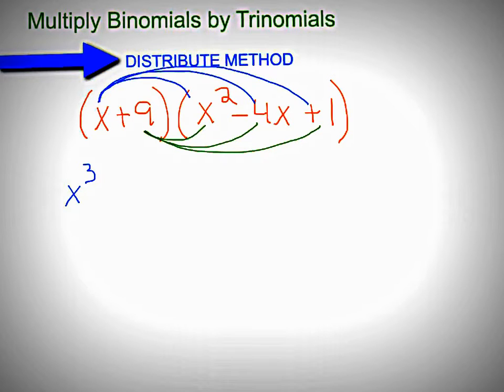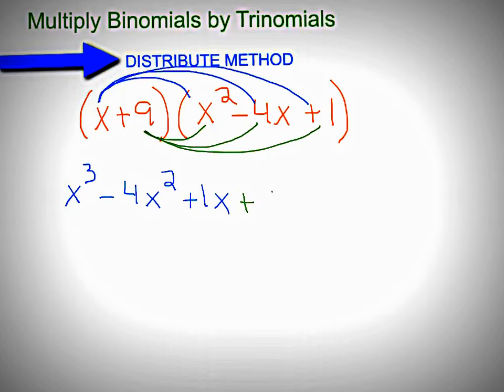X times a negative 4x would be minus 4x squared. And then x times 1 would be plus 1x. So that's what we get after multiplying x times all the terms in the trinomial. Now let's multiply the 9 by each term.